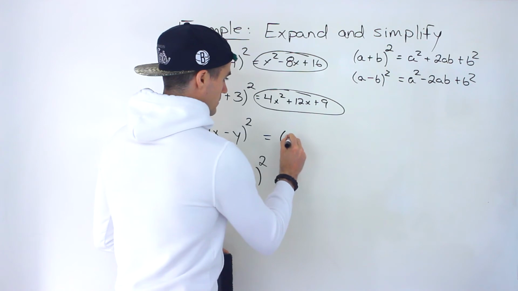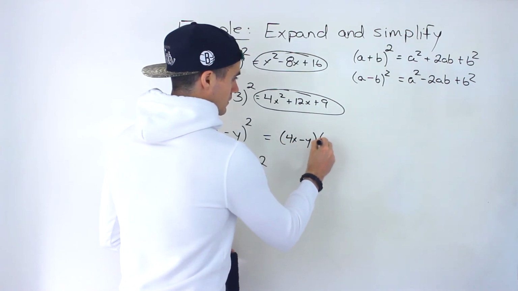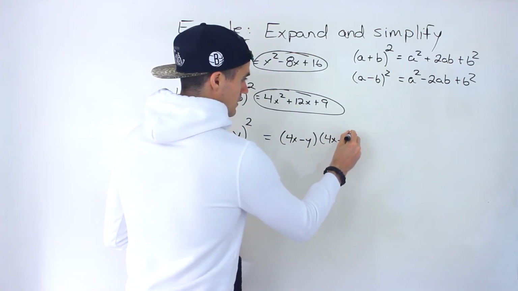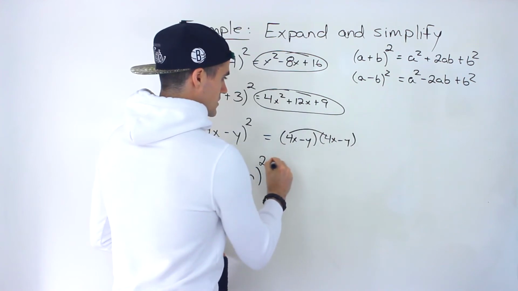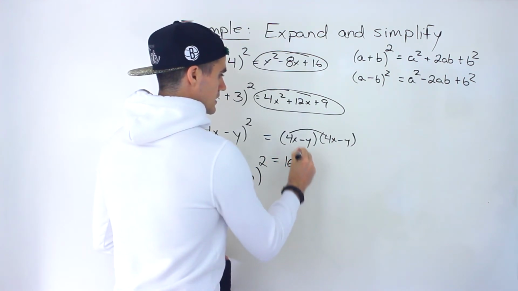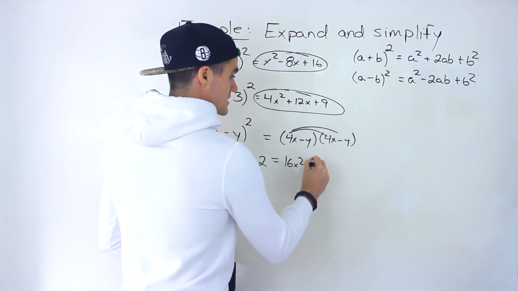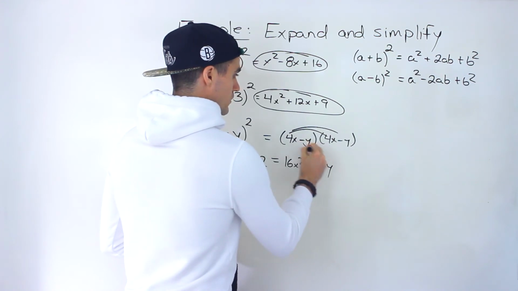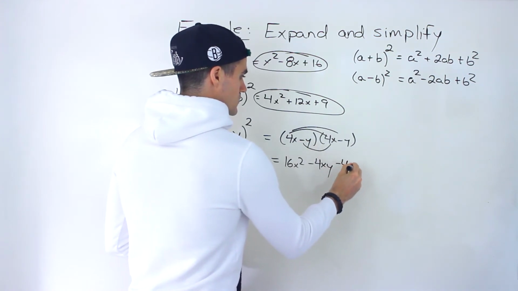So again, doing it manually, it's just the same process, fairly repetitive. That would be 16x squared. 4x times negative y gives us negative 4xy. Just be careful with your signs here. That would be 4xy again.